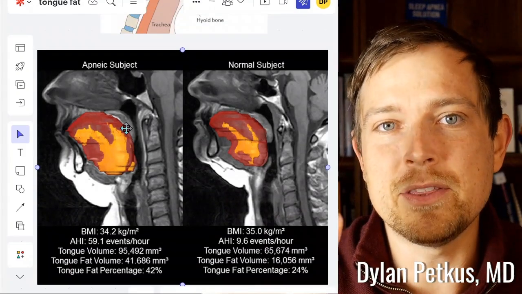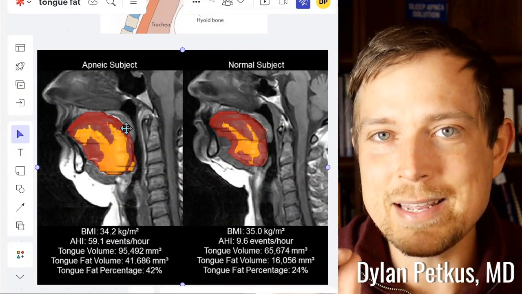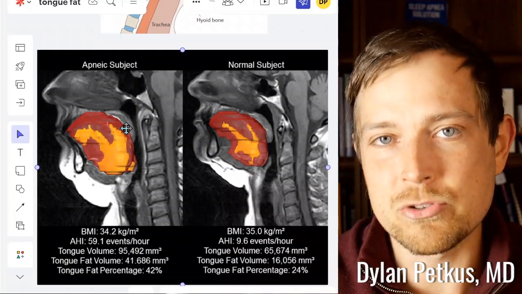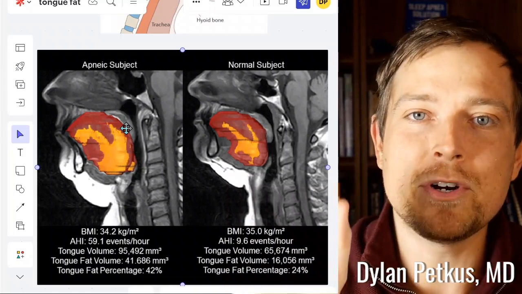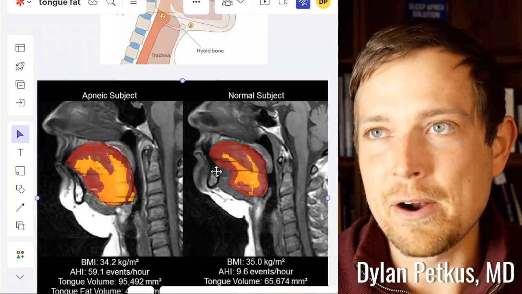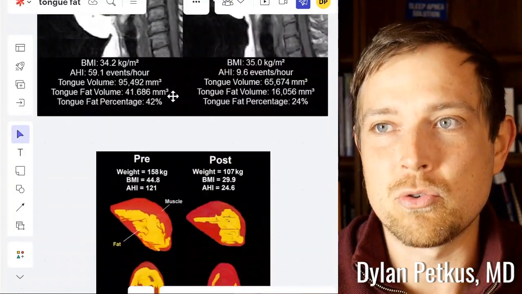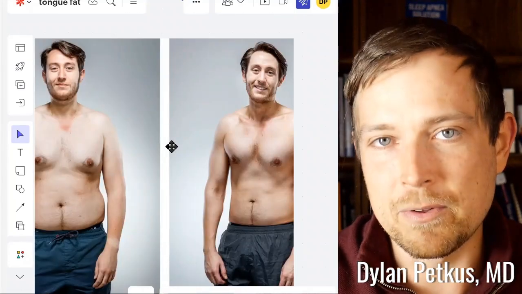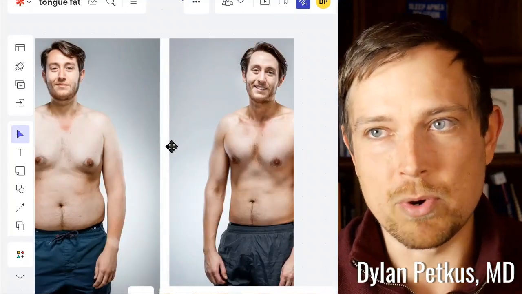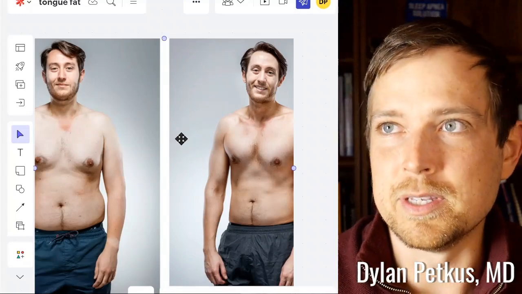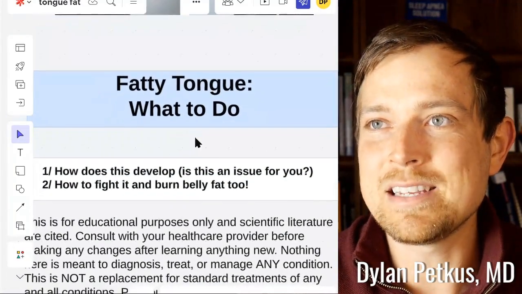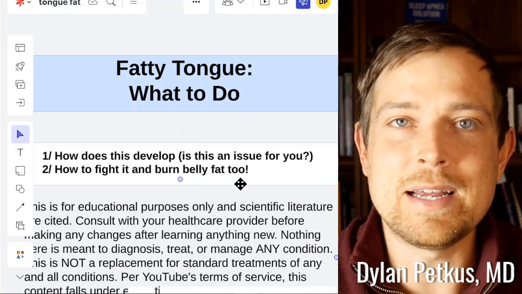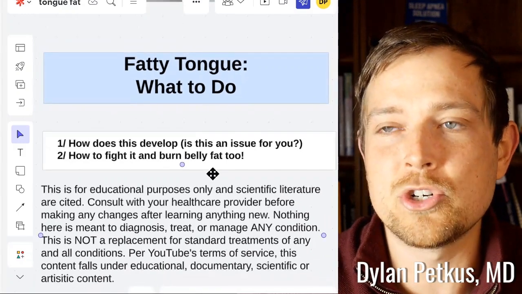The whole point of this is that the size of your tongue and the fat inside of it, the visceral fat that we'll talk about in this episode, can be one of the biggest drivers of your sleep apnea, and it can be a part of your anatomy you can change without having to get surgery or do anything crazy like that. So we're going to talk about tongue anatomy here, and this also connects to abdominal fat. So not only will we get your tongue beach ready, we'll also get you beach ready with this episode. We're going to talk about fatty tongue and what to do, focusing on how this develops and how to fight against it.